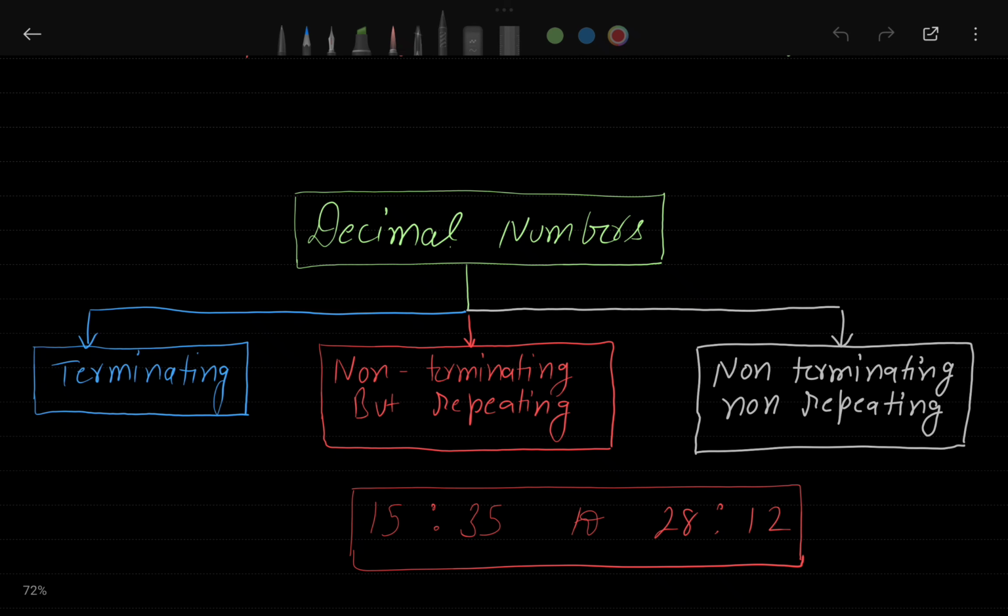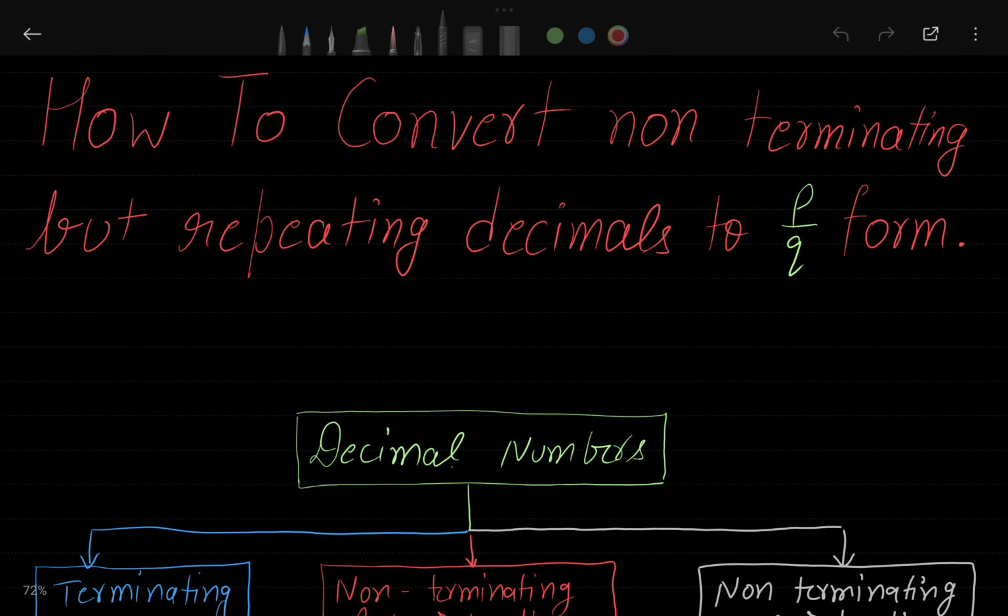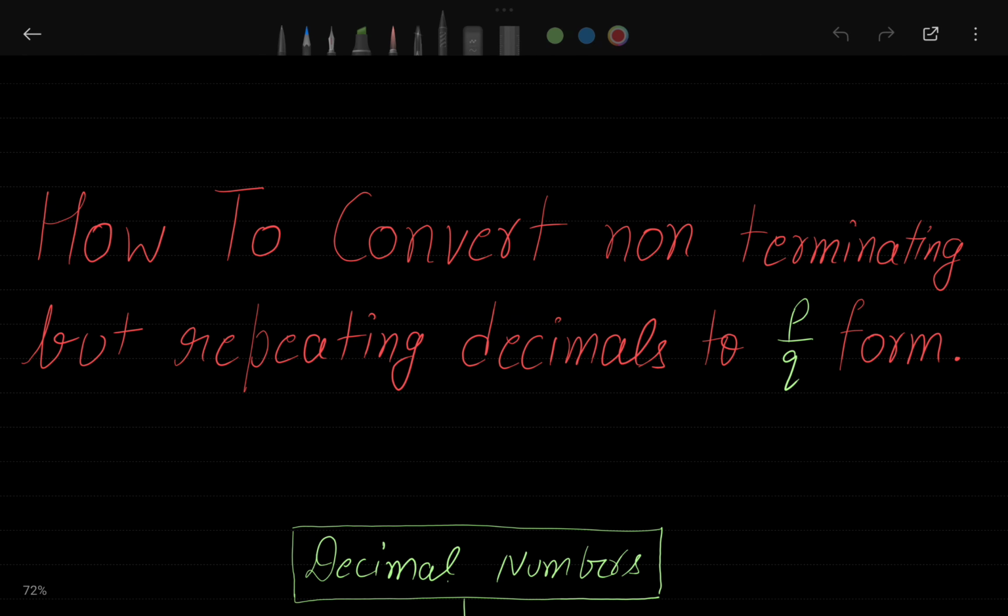Students, our today's topic is the conversion of non-terminating but repeating decimals to p by q form. Okay, now the question is, why do we need to do it? Why do we need to convert non-terminating but repeating decimals to p by q form? So this is the first question that you need to ask yourselves.